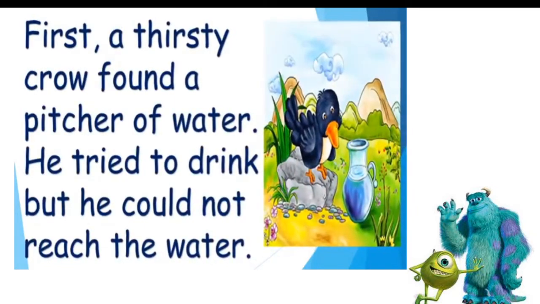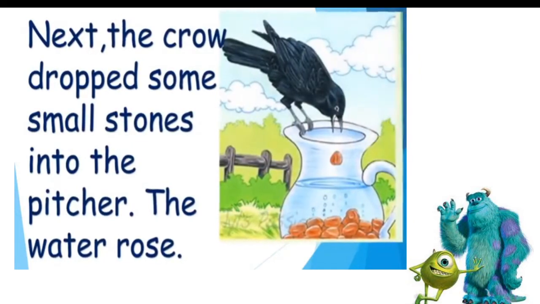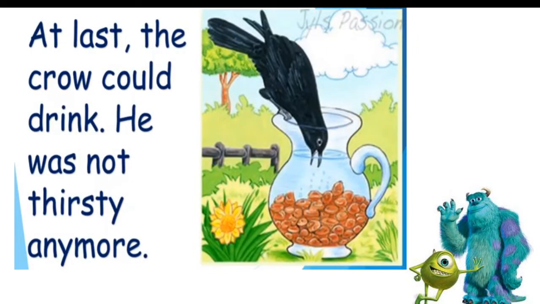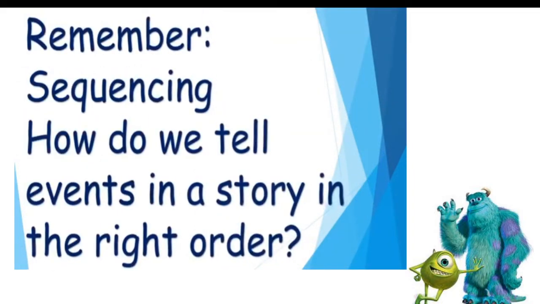So, what happened first? We're going to tell the story from the beginning. First, a thirsty crow found a pitcher full of water, but she couldn't drink. Next, the crow dropped some small stones into the pitcher, and the water rose higher and higher. And finally, or at last, the crow could drink. The crow was not thirsty anymore. This is called sequencing. How do we tell events in the story in the right order? From the beginning to the end.